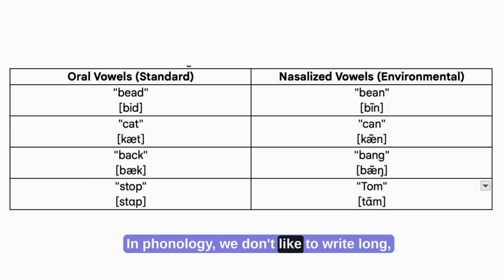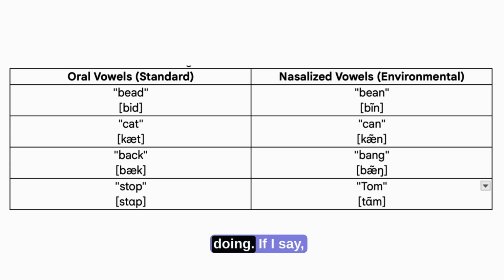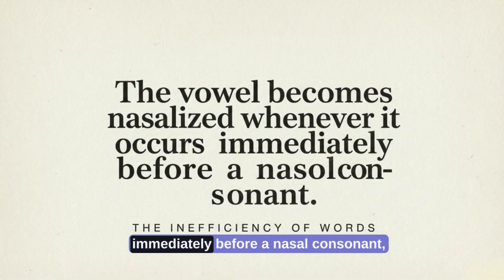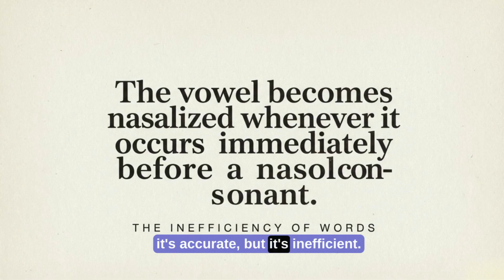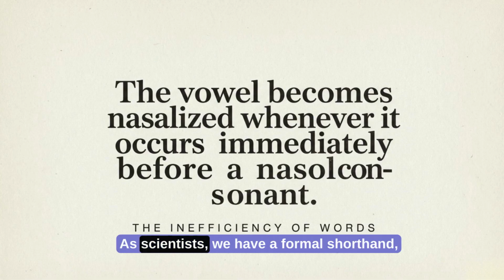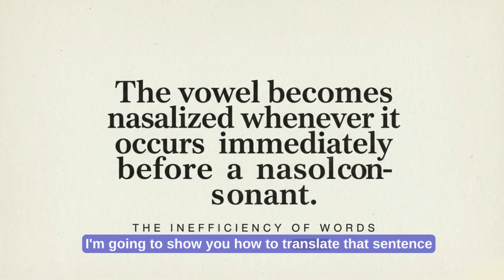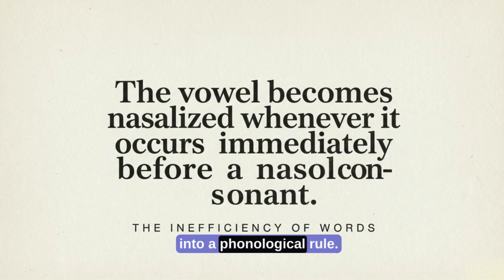In phonology, we don't like to write long, rambling sentences to describe what a sound is doing. If I say the vowel becomes nasalized whenever it occurs immediately before a nasal consonant, it's accurate, but it's inefficient. As scientists, we have a formal shorthand, a mathematical logic to map these articulatory changes. I'm going to show you how to translate that sentence into a phonological rule.